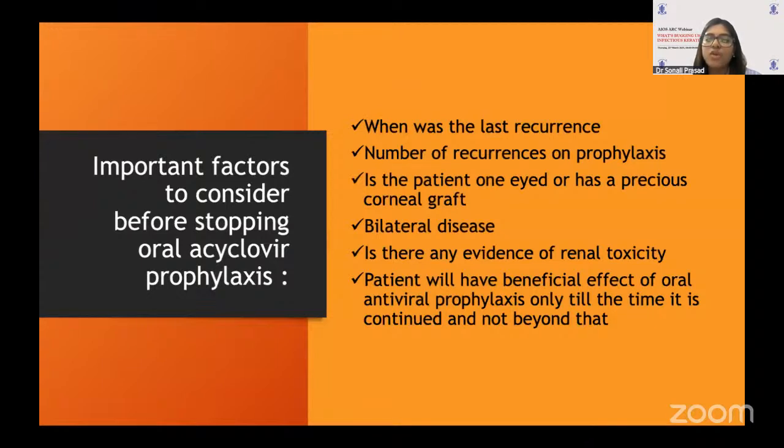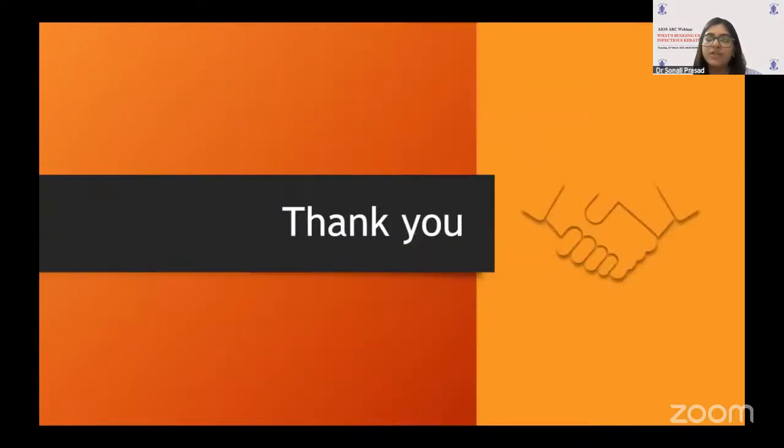Factors to consider for stopping oral acyclovir: when was the last recurrence and the number of recurrences, whether the patient is one-eyed, has a precious graft, bilateral disease, or any evidence of renal toxicity. And one must not forget that only for the duration you are giving antivirals is the prophylaxis there, and after that, it can reappear again. Thank you.